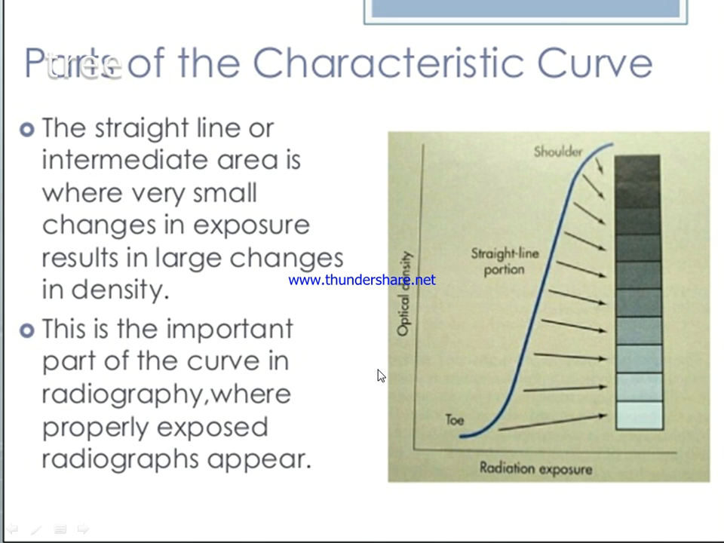We already said the curve has three parts. And the straight line or intermediate area is where a very small change in exposure results in a large change in the density. This is the important part of the curve in radiography, where properly exposed radiographs appear. Means here, this area, properly exposed radiographs appear.